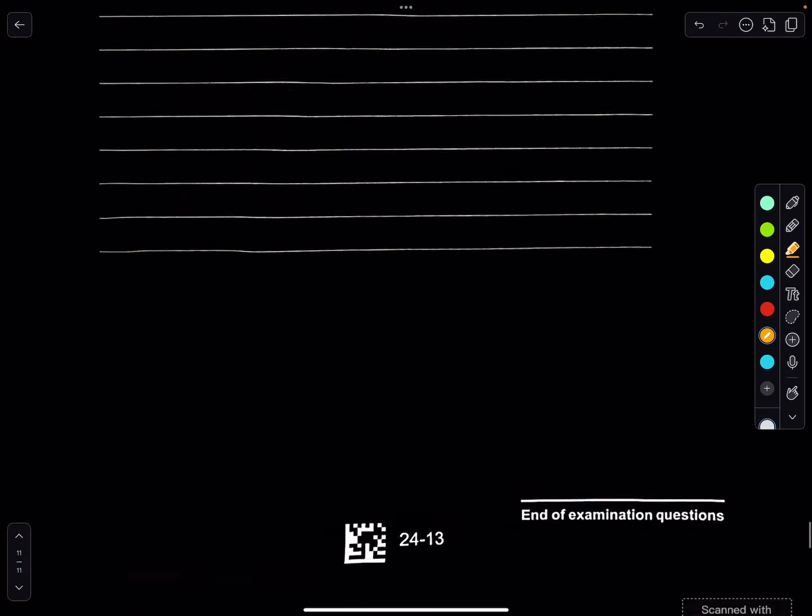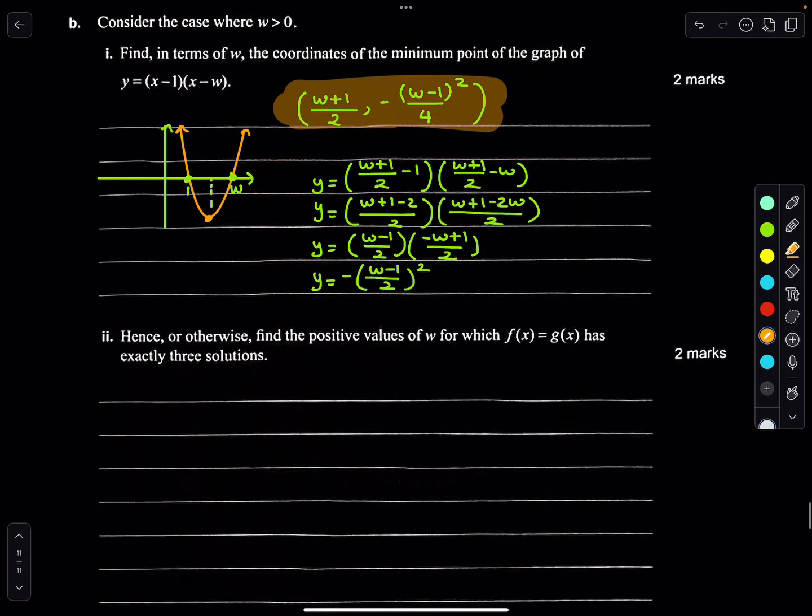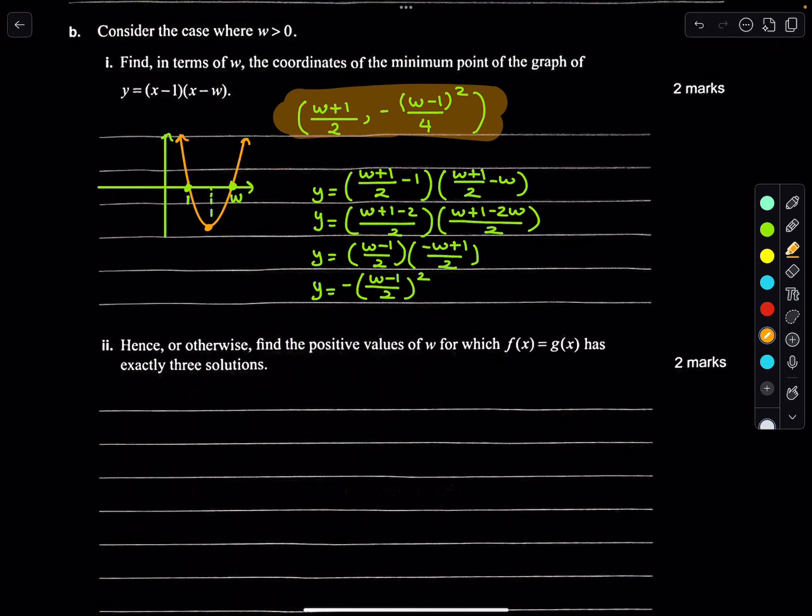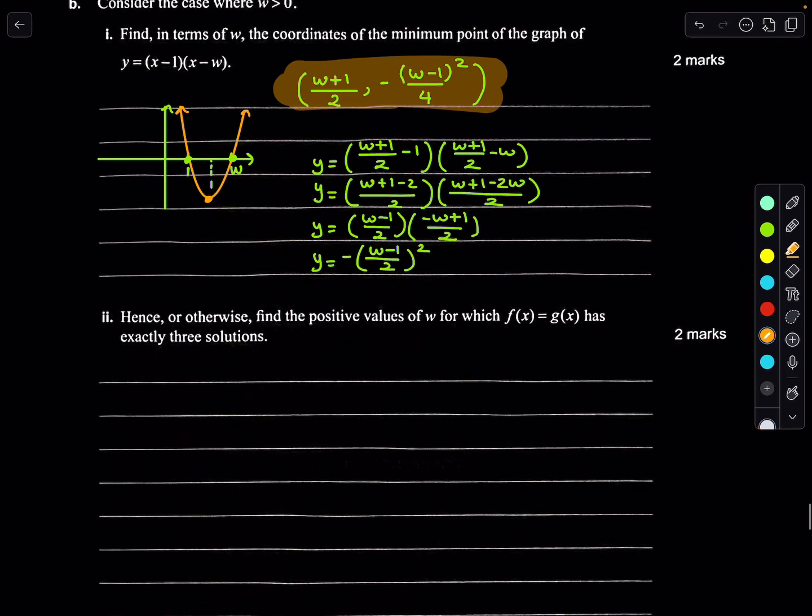And then this is the last question. Now, it says hence. So hence means using these here, or otherwise, or anything else. Basically, find the positive values of w where f of x and g of x have exactly 3 solutions. So basically, we're equating those 2 functions. We're saying we want those intersections. We want the number of intersections to be 3. Only 3. How do we do that?